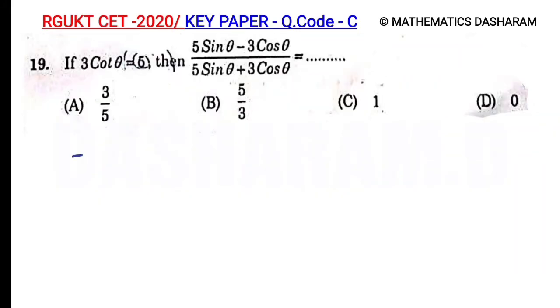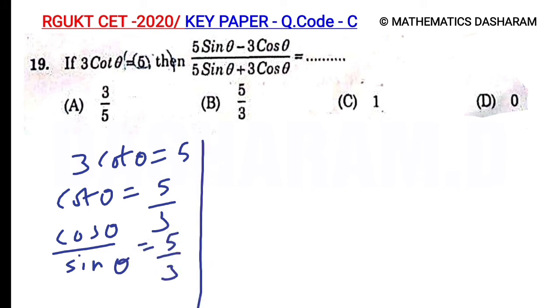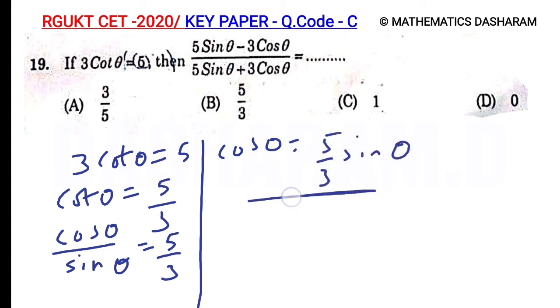19th problem, if 3 cot theta equals 5, then cot theta equals 5/3. The cot theta formula is cos theta divided by sin theta, which equals 5/3. So from this, cos theta equals 5/3 into sin theta. Let's substitute this value in the given condition.